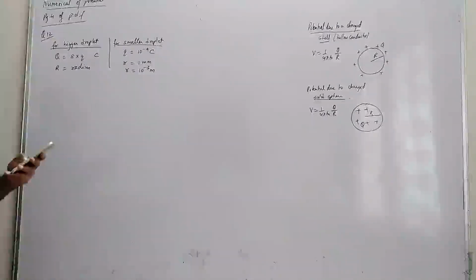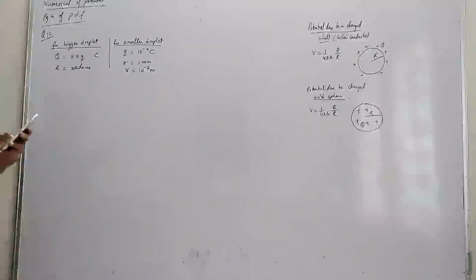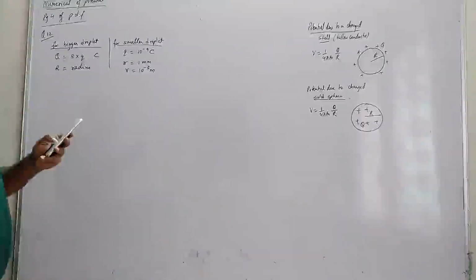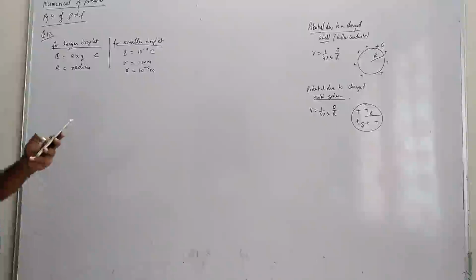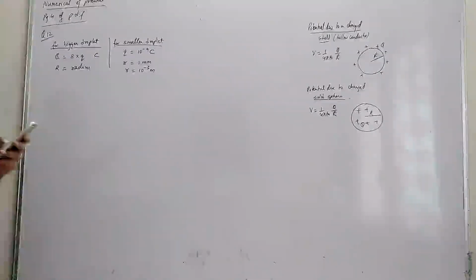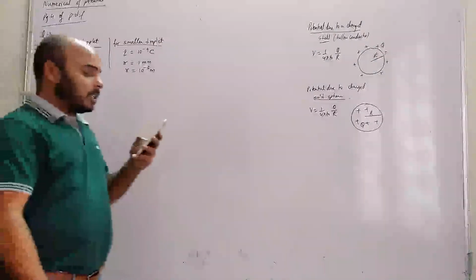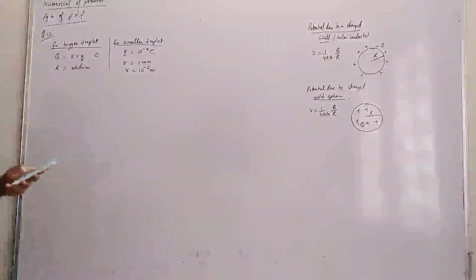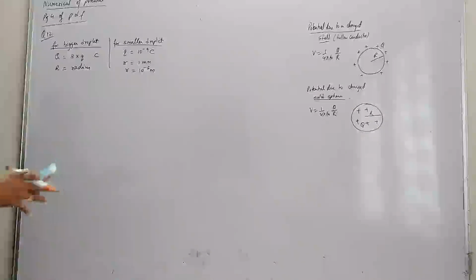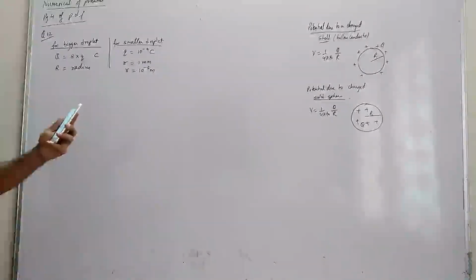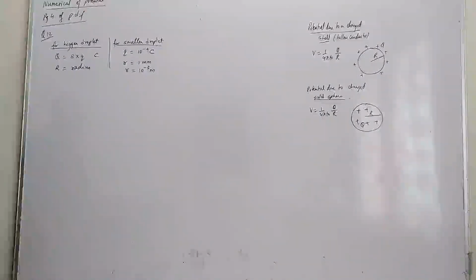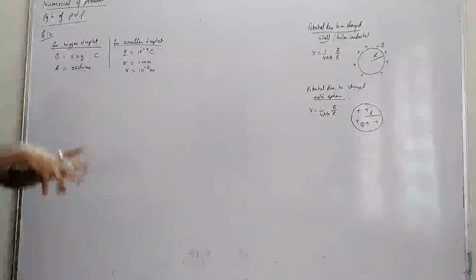Okay, 8 charged water droplets, each with a radius of 1 millimeter and a charge of 10 to the minus 9 coulomb, coalesce to form a single drop. Now what is this coalesce? Coalesce means all together combined together to form a single drop. Okay, calculate the potential of the bigger drop. So there are 8 small droplets, they combine together to form a bigger droplet.